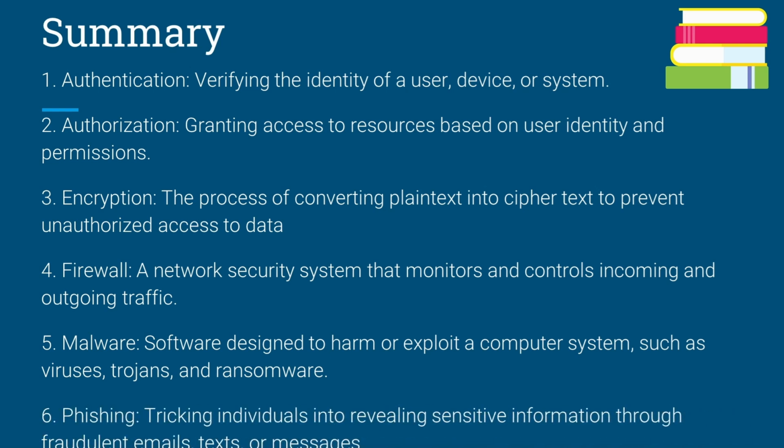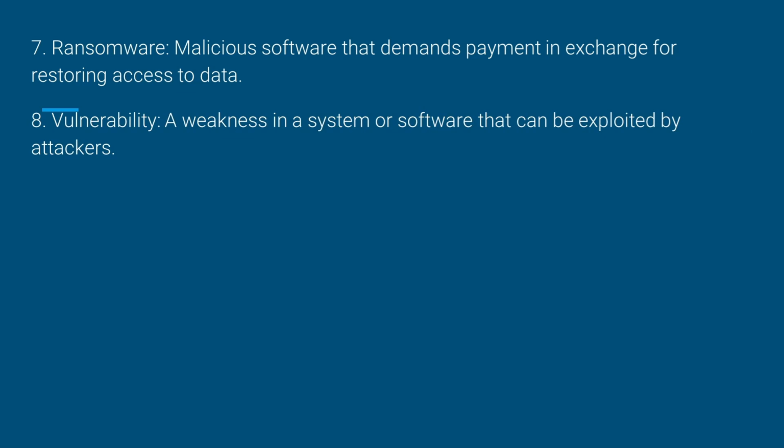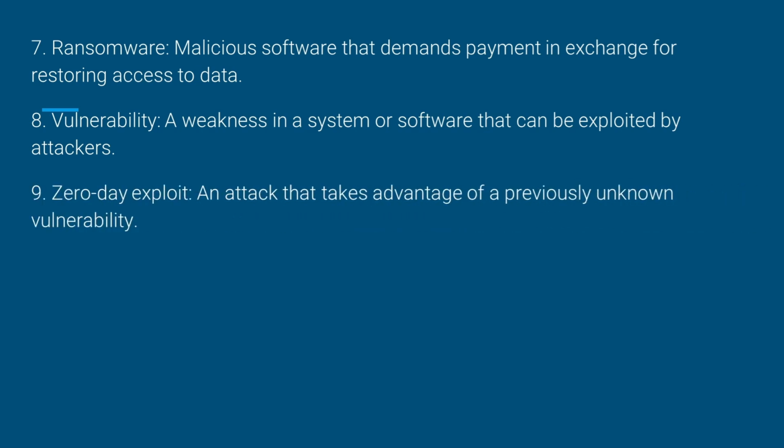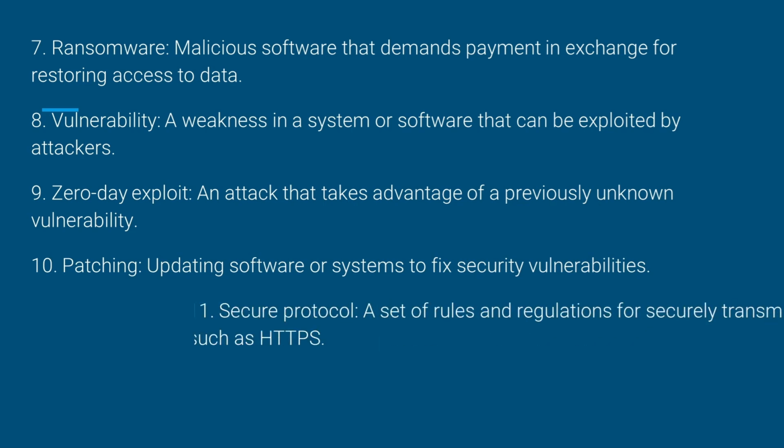Phishing is tricking individuals into revealing sensitive information through fraudulent emails, texts, or messages. Ransomware is malicious software that demands payment in exchange for restoring access to data. Vulnerability is a weakness in a system or software that can be exploited by attackers. Zero-day exploit is an attack that takes advantage of a previously unknown vulnerability. Patching is updating software or systems to fix security vulnerabilities.